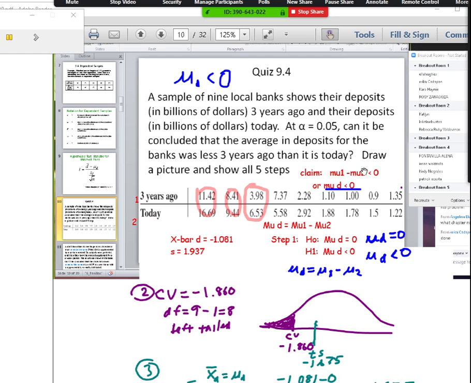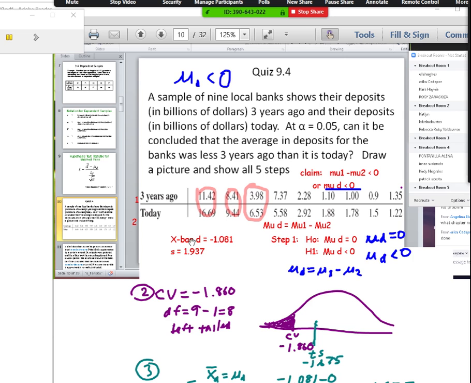So again, remember, we're talking about mu d. Mu d is mu1 minus mu2. So you can either write it as mu1 minus mu2 is less than 0, or just mu d is less than 0. Here, H naught is always equals, so it's going to be that mu d equals 0. And that's not my claim. My claim is that mu d is less than 0. Again, you can write that as mu1 minus mu2 is less than 0. So that's your step 1.